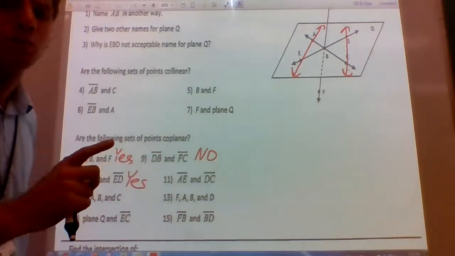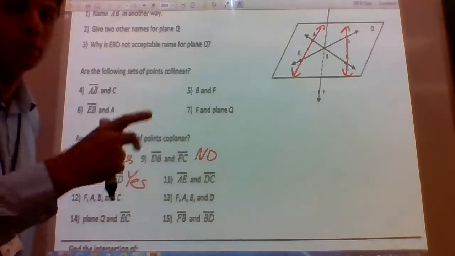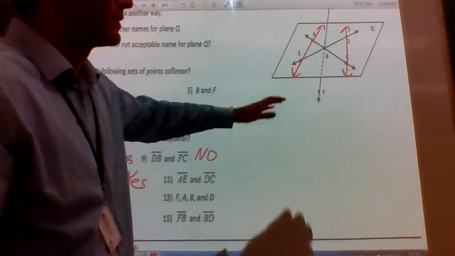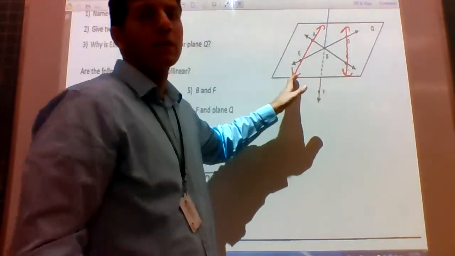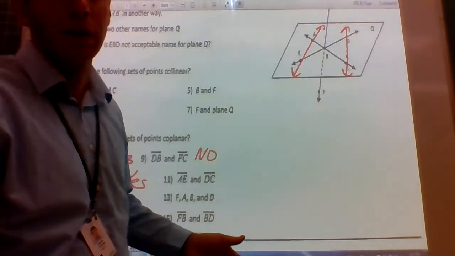Because again, we can only have one line that connects A and E. And if they're both in that plane, the line has to be in that plane, because the line is either in the plane or it intersects the plane at one point. You can't intersect the plane at two separate points and not be in the plane.